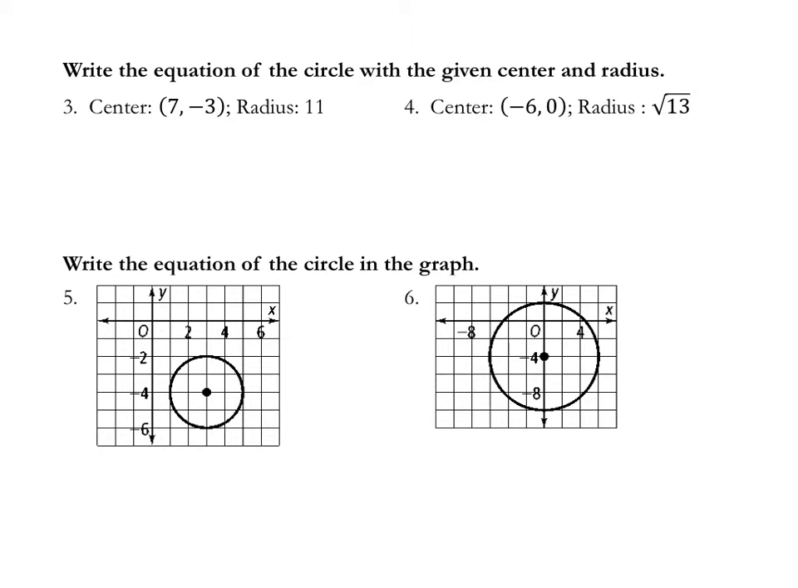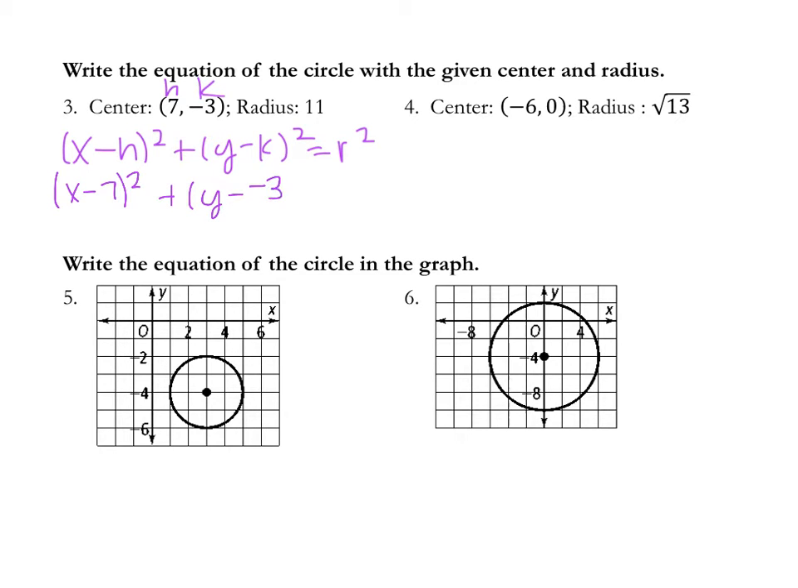We're going to look at it in a different form now. What if we went the other direction? What if they told us the center and the radius and they wanted us to create the equation? So to do that, we're using the formula x minus h squared plus y minus k squared equals r squared, and you've just got to plug everything in the right spot. This is, again, h and k. So that's going to be x minus 7 squared plus y minus negative 3 squared equal to 11 squared.